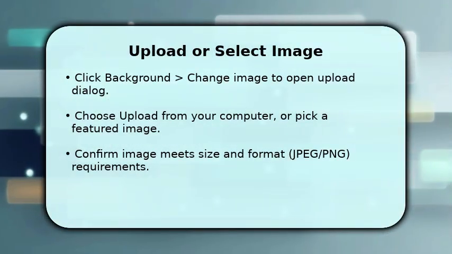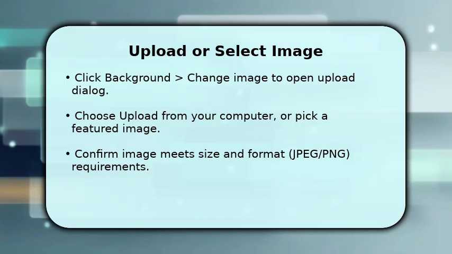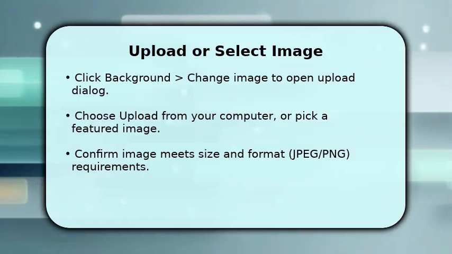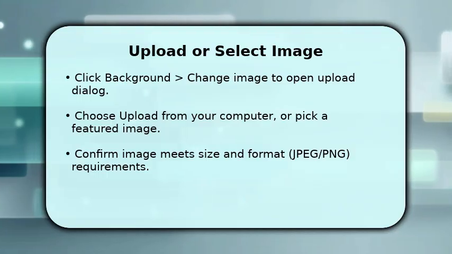Next, you click Background, then Change Image to bring up the selection dialog. You can upload an image from your computer or pick one of Bing's featured images. Upload is the only way to set your own. When uploading, make sure the file is JPEG or PNG and reasonably sized so the browser handles it well.